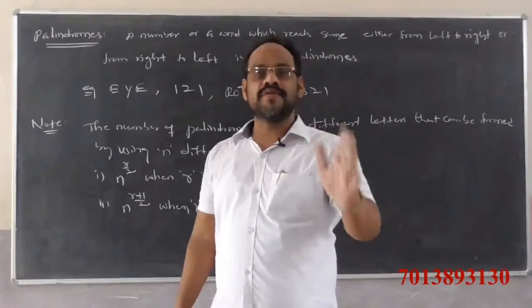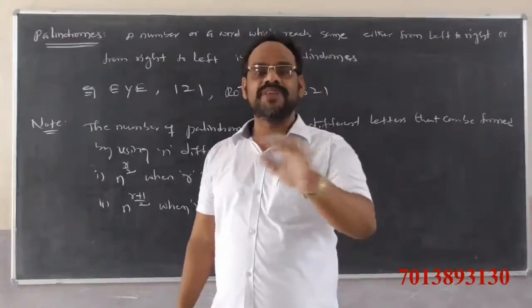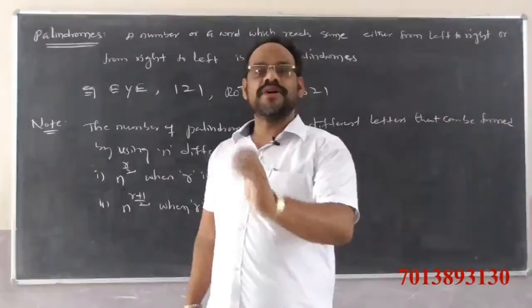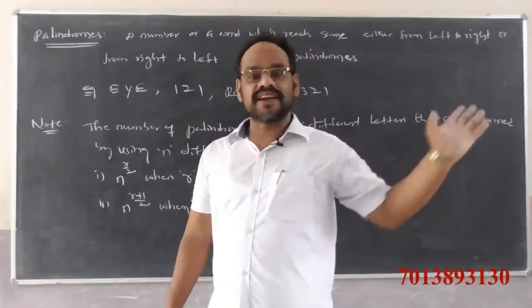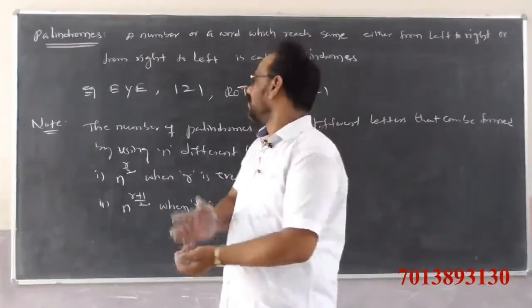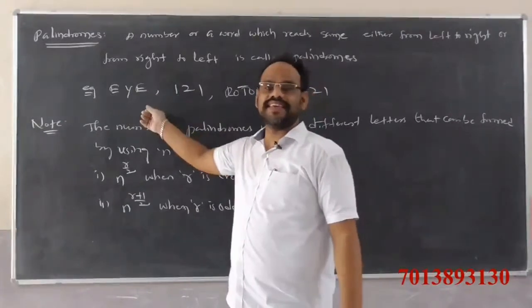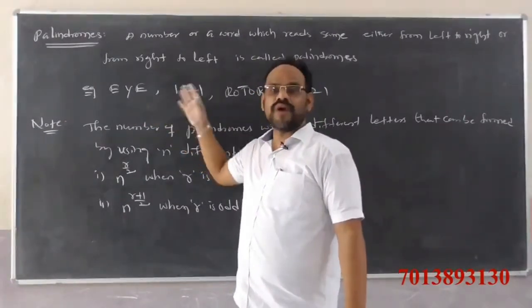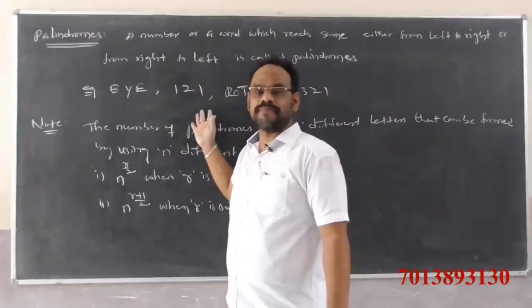A number or a word which reads the same from left to right or right to left is called a palindrome. Is called what? Palindrome. So EYE is a palindrome. 121 is a palindrome number.